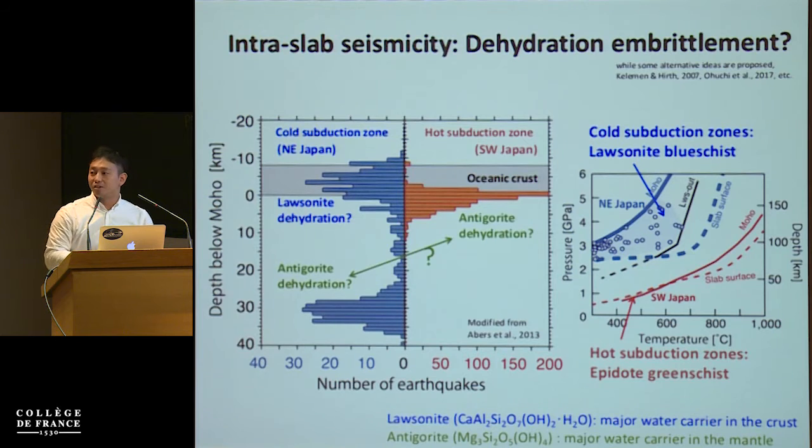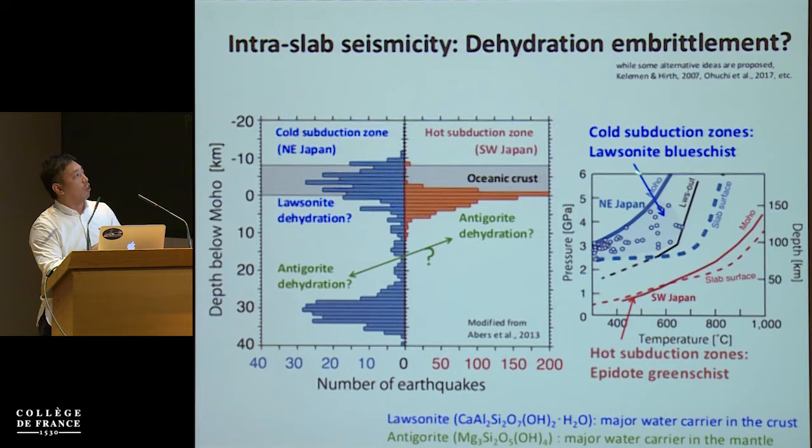This is consistent with what Bruno already showed from Kita et al. At a hot subduction zone, we cannot actually have lawsonite. Here, lawsonite is out, so we have epidote rather than lawsonite. So we can say the material in the oceanic crust is different at cold and hot subduction zones: at a cold subduction zone we have lawsonite blueschist, and at a hot subduction zone, epidote greenschist.